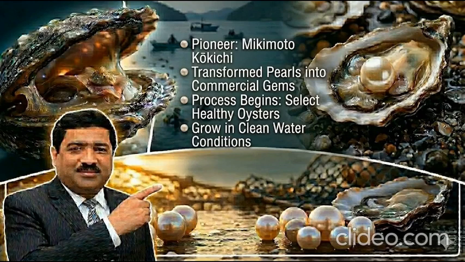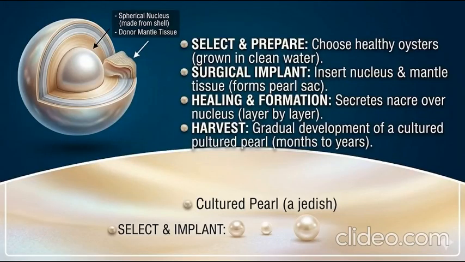The process of pearl culture begins with selecting healthy oysters. Farmers choose oysters that are free from disease and capable of producing high quality pearls. These oysters are grown in clear water with suitable salinity, temperature, and food availability. After reaching the appropriate size, oysters undergo a delicate surgical procedure.